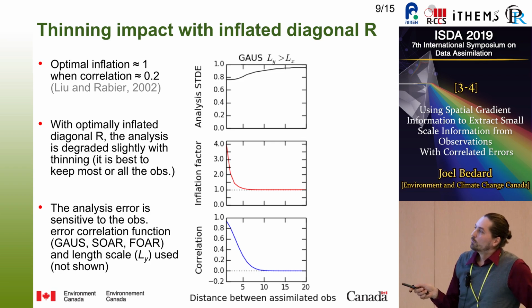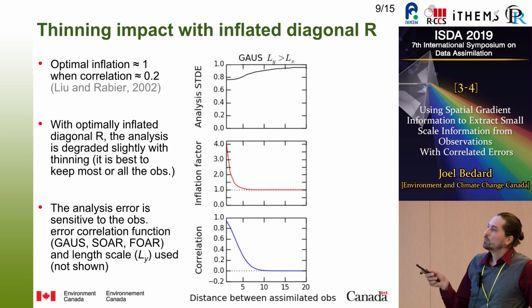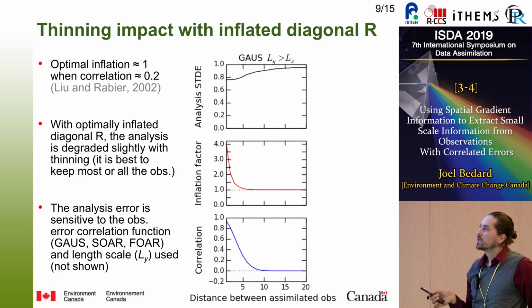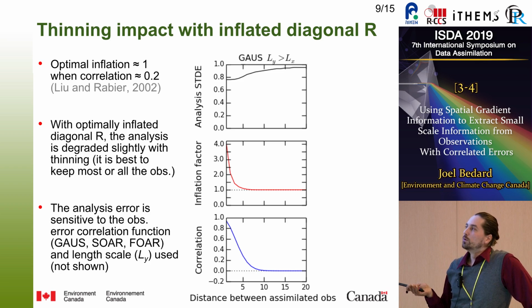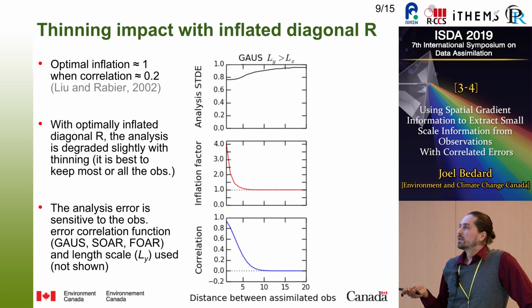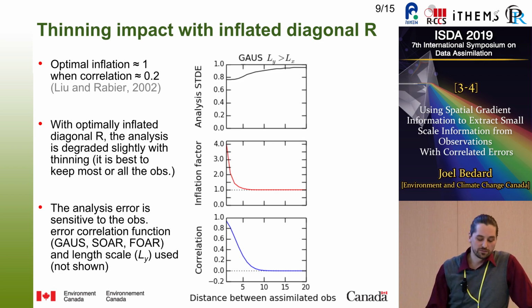However, we realize that when we look at the analysis error, with optimally inflated diagonal R, the analysis is degraded slightly with thinning. So the more we thin, the more we degrade the analysis. So it's best to keep all the observations. And I think this is something I personally misunderstood from Liu and Rabier. At first we were expecting to get an optimal analysis when doing thinning if we had a correlation of 0.2 or less. And it makes me realize that it's better to keep all the observations if possible.